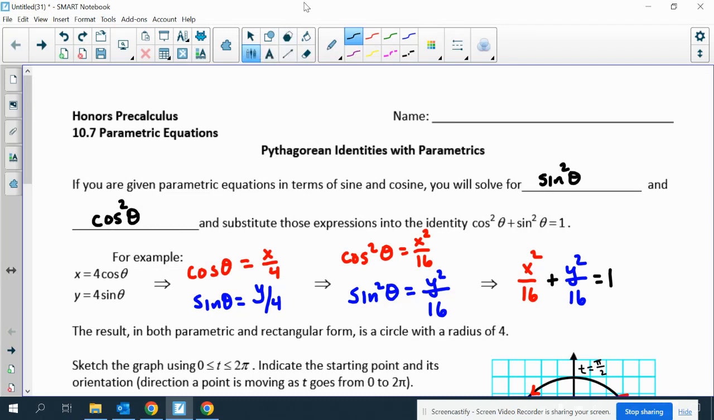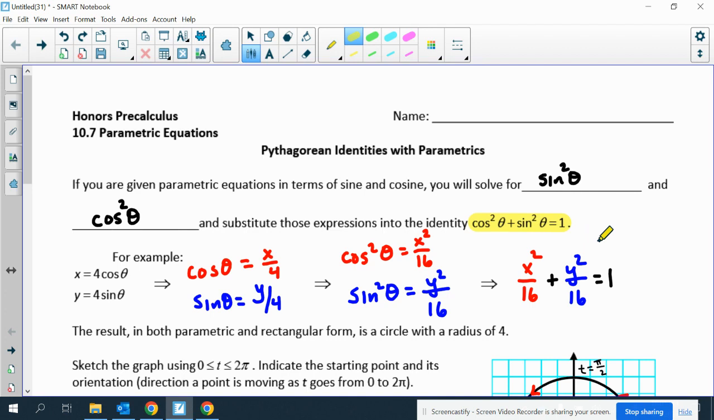This video is about Pythagorean identities and how they relate to parametric equations. So if you see parametric equations using trigonometric functions, oftentimes we will be able to use the Pythagorean identities like sine squared plus cosine squared equals 1 in order to convert things into rectangular form pretty easily, and then you'll be able to see what usually ends up being a conic section.